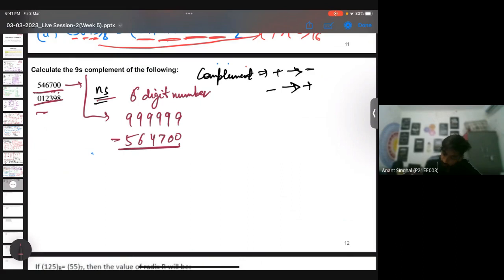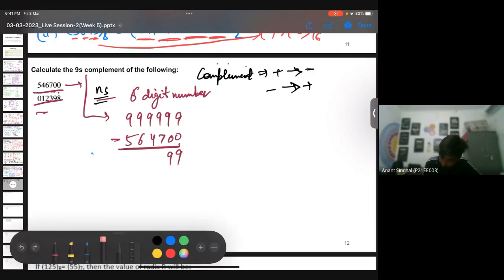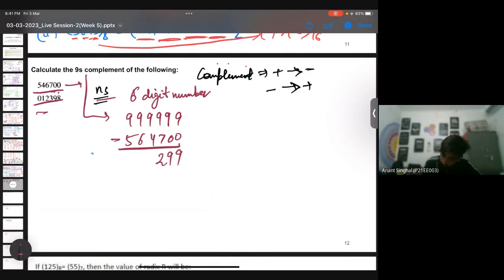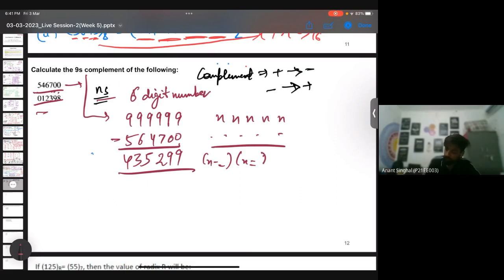So if I directly subtract it, it will be 9, 9, then it will be 2, then it will be 5, it will be 3, and then it will be 4. So 435,299. So you can see that if we have an n's complement, we just write whatever the n is and whatever the number is, and subtract the number from it, and we can directly get the digits. So it is like that.